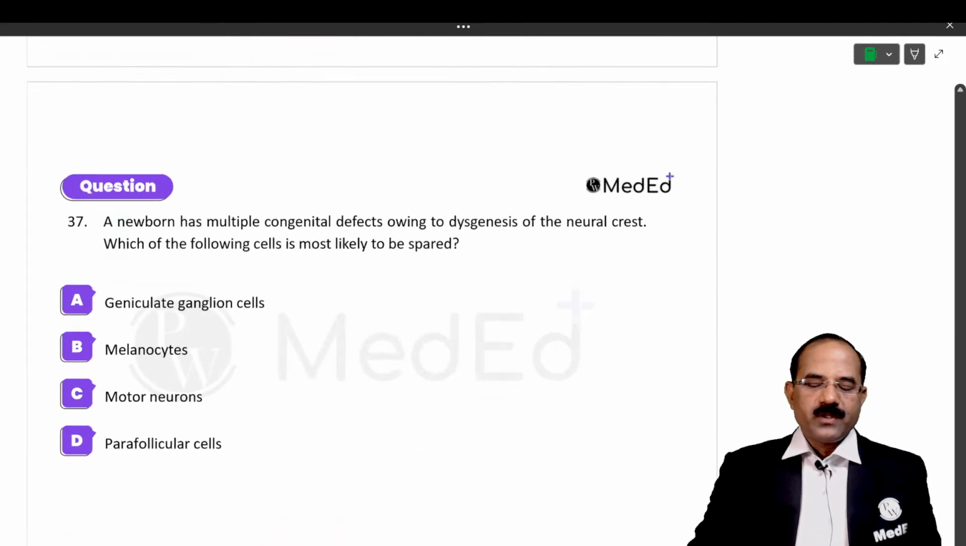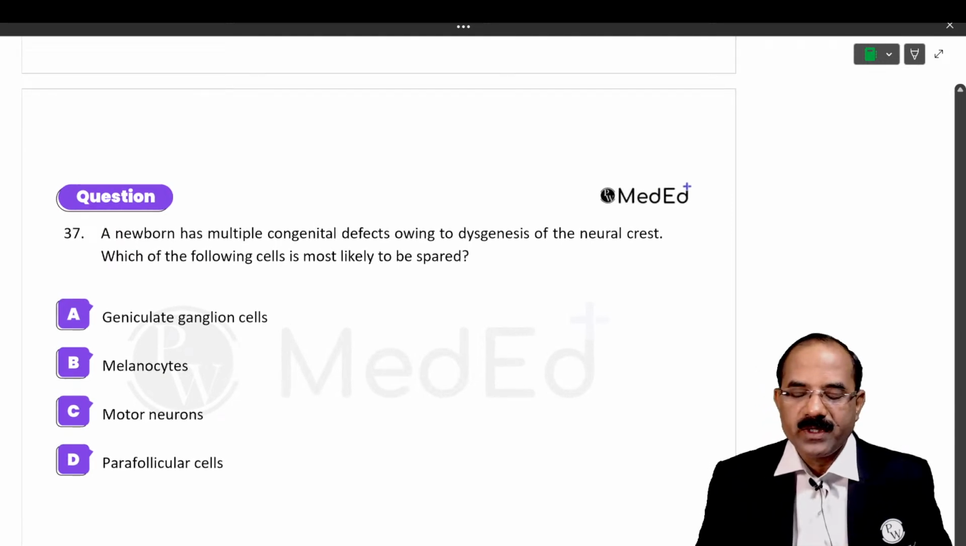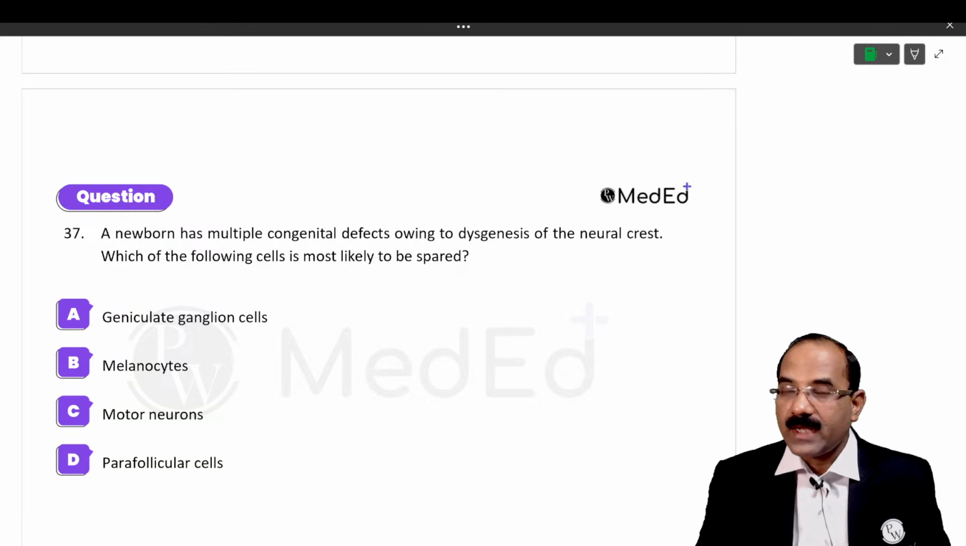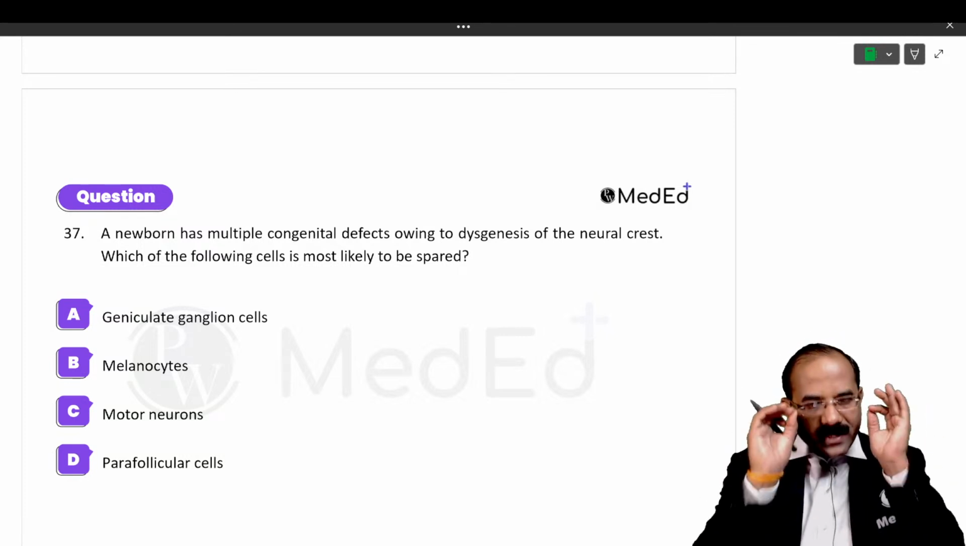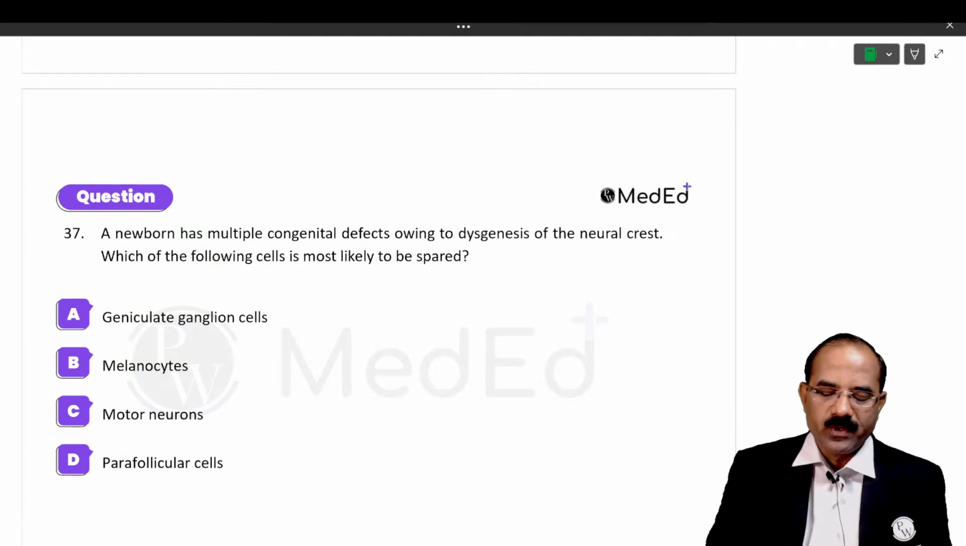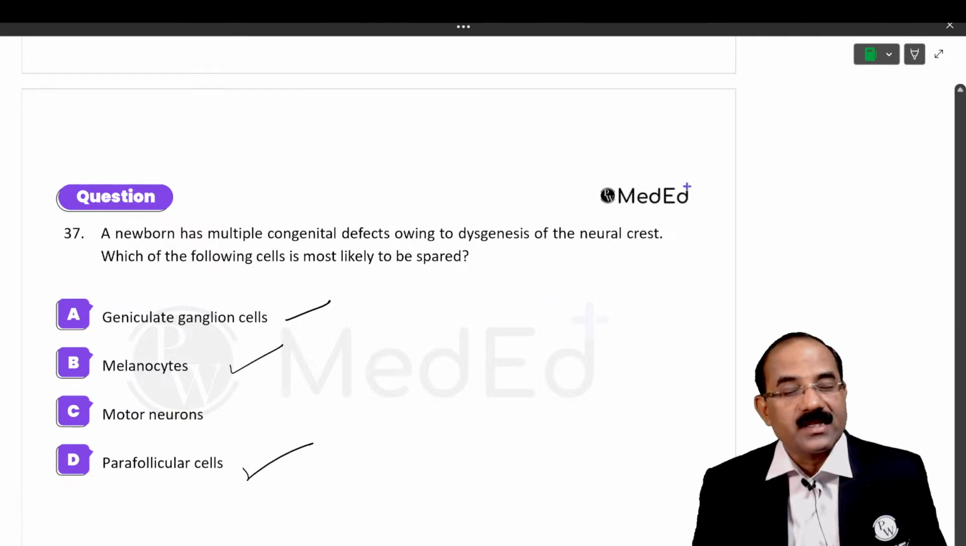Coming to the next MCQ, students, a newborn has multiple congenital defects owing to dysgenesis of the neural crest. Which of the following cells are most likely to be spared? So these are neural crest cells, children. Neural crest cells are derived from ectoderm, and they form the ganglion cells, melanocytes, parafollicular C cells of thyroid.